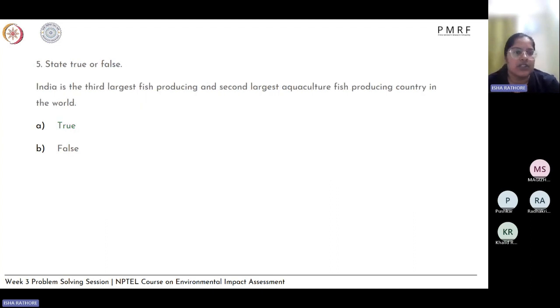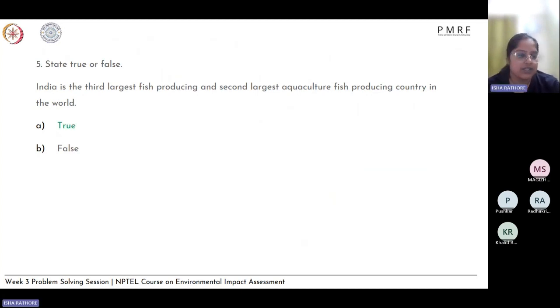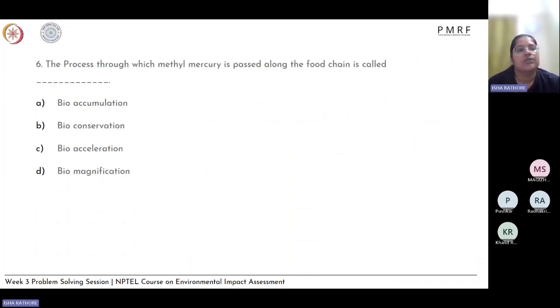Moving on, another true and false. India is the third largest fish producing and second largest aquaculture fish producing country in the world. Is the statement true or false? Okay, so we have another A. So the statement is also true. Okay. Moving on to the next question.